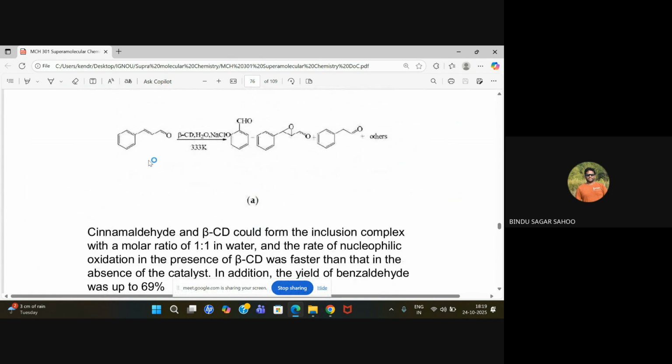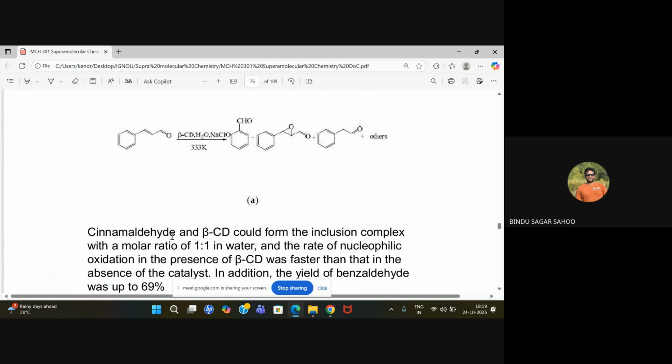Here we are using an aldehyde, beta cyclodextrin in water solvent, and NaClO3 as the oxidizing agent, and here the aldehyde CHO will get converted to a terminal aldehyde. That means the breaking of the bond occurs, and this will be the side product.